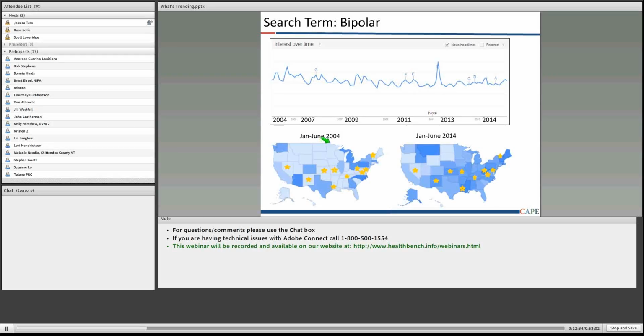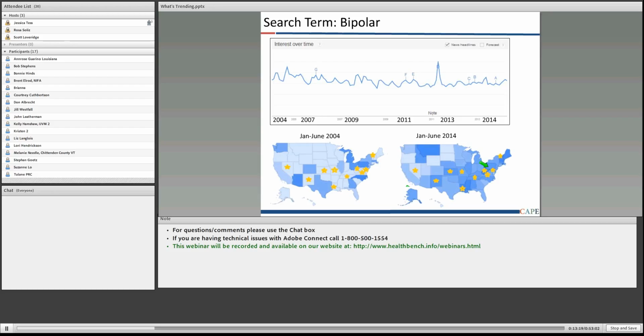So for the term bipolar, if we compare 2004 to 2014 and we look at our CAPE pilot communities, for instance, in New Mexico in 2004, the amount of search terms was very light compared to now in 2014. The state has gotten a lot darker. There's been a definite increase. Same thing for the state of Louisiana, where we have our New Orleans people. The state has gotten quite a lot darker. Same thing with West Virginia. If we compare 2004 to 2014, Vermont, same deal.